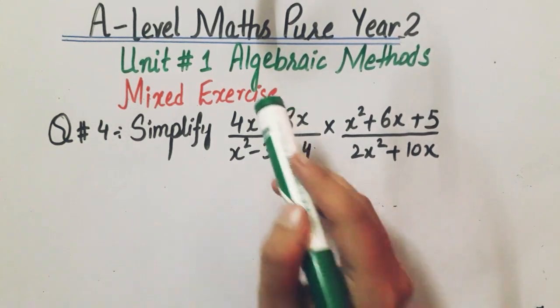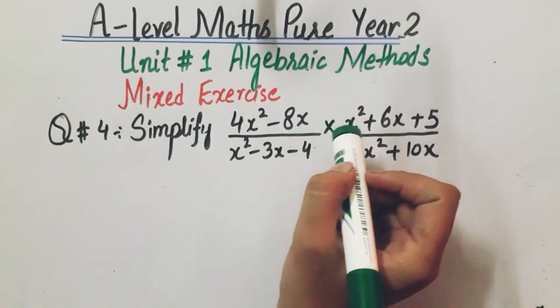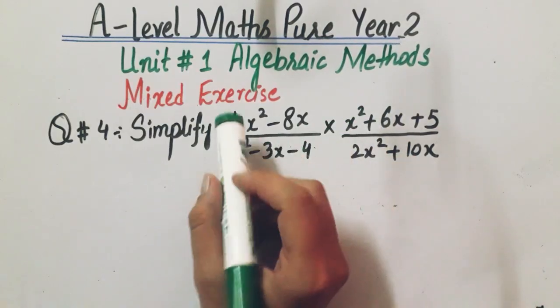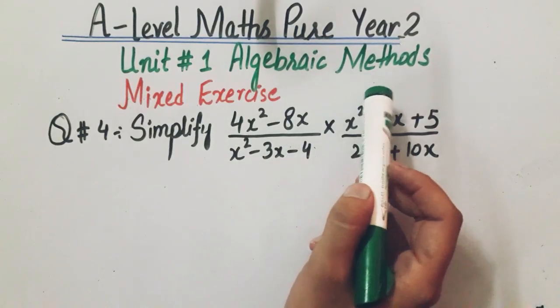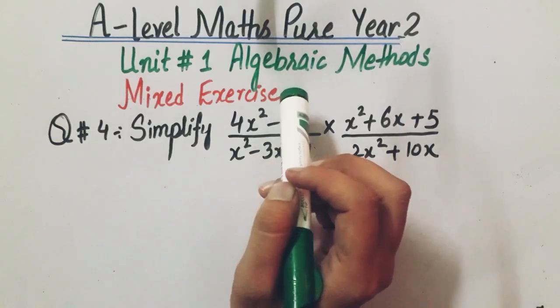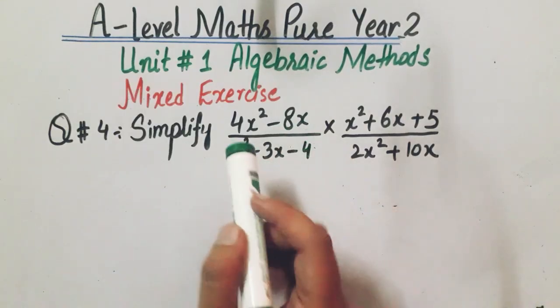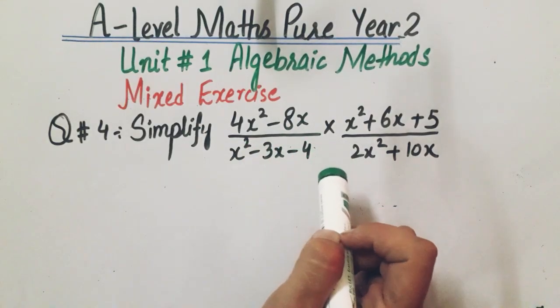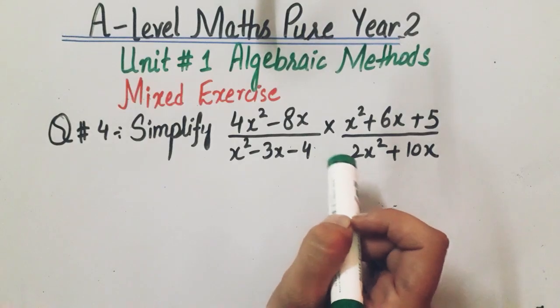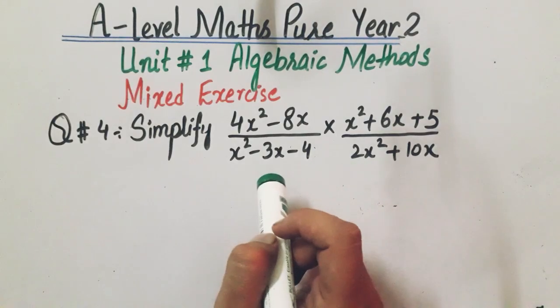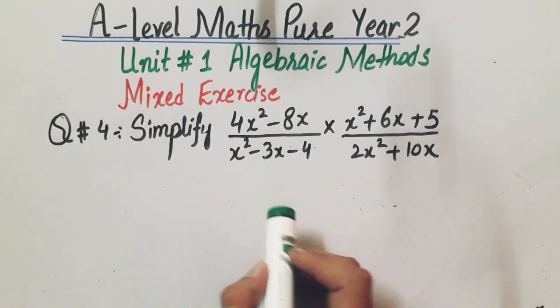Today we are tackling A Levels Year 2 Pure Maths Mixed Exercise from Unit 1 Algebraic Methods. I will guide you step by step, showing clear methods to solve each question so you can master equations, factorization and algebraic manipulation with confidence.